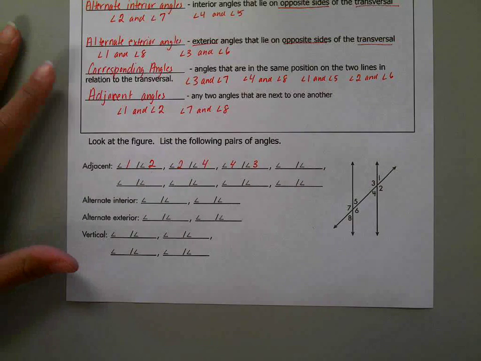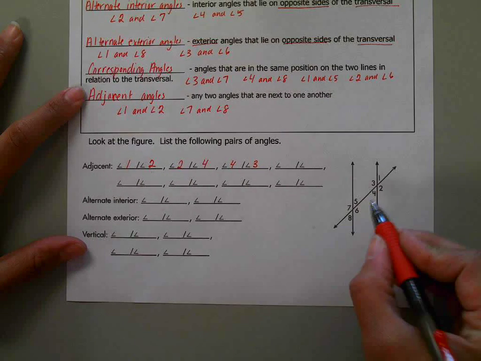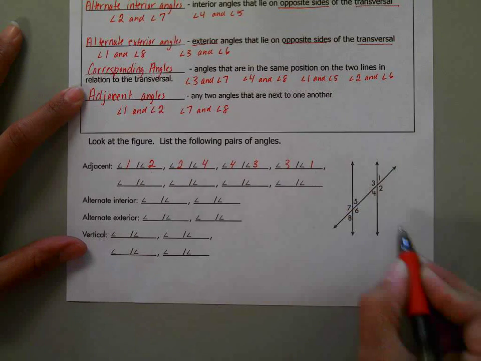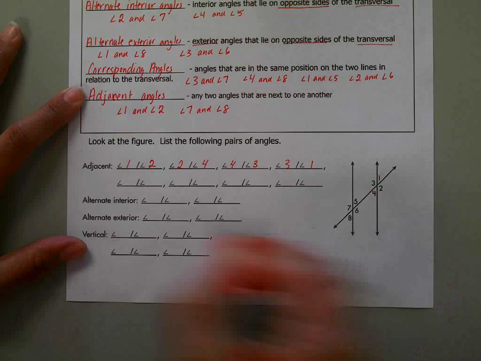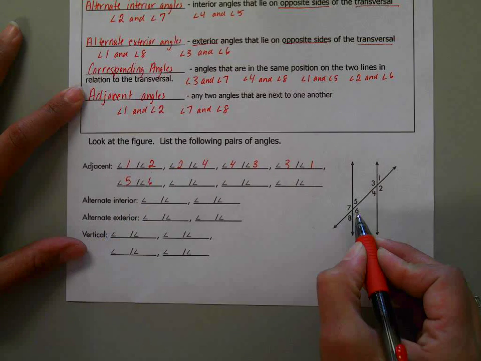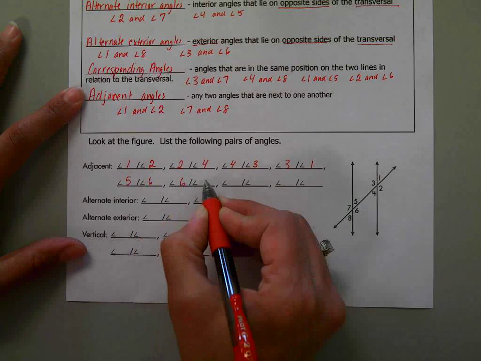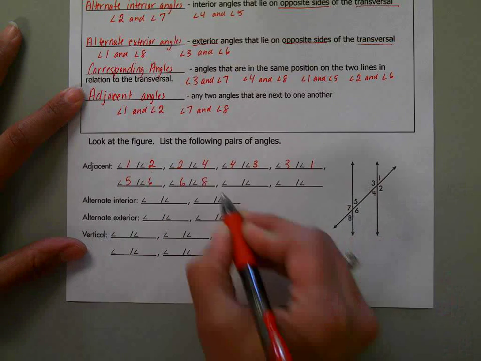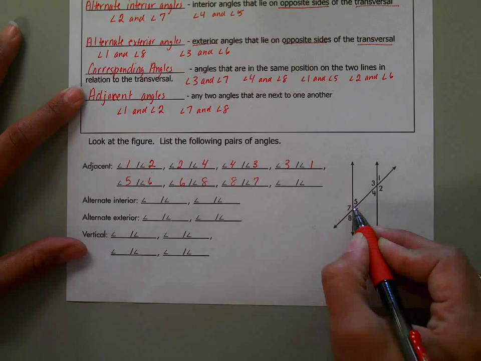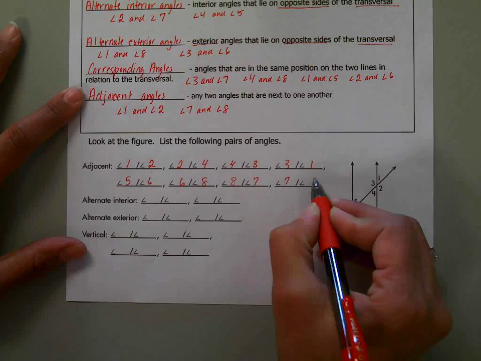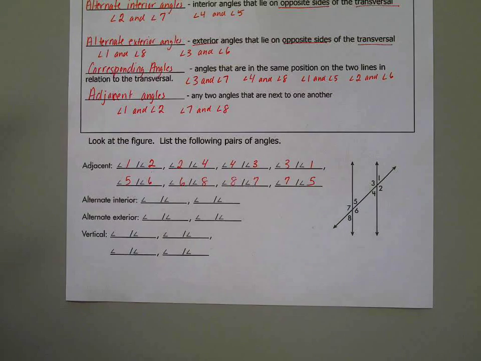Okay, hopefully you had a chance to try those out. We also have angle 3 and angle 1, angle 5 and angle 6, angle 6 and angle 8, angle 8 and 7, angle 7 and 5. Those are all of our adjacent angles. They're angles that are right beside each other. And I like to think of adjacent as in the classroom next door to you that shares a wall. That is an adjacent classroom. So think about it as they're sharing a wall.